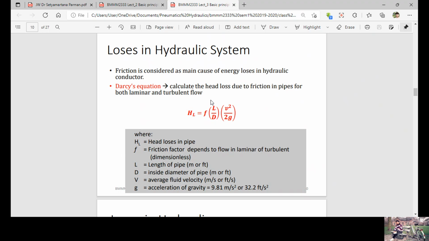And then L is the length of the pipe. It can be in meters or feet. And then D is the inside diameter of the pipe, so the dimension is in meters or feet. And then V is the average fluid velocity, in meters per second or feet per second, while G is the acceleration of gravity. Usually we use 9.81 meters per second squared or 32.2 feet per second squared.